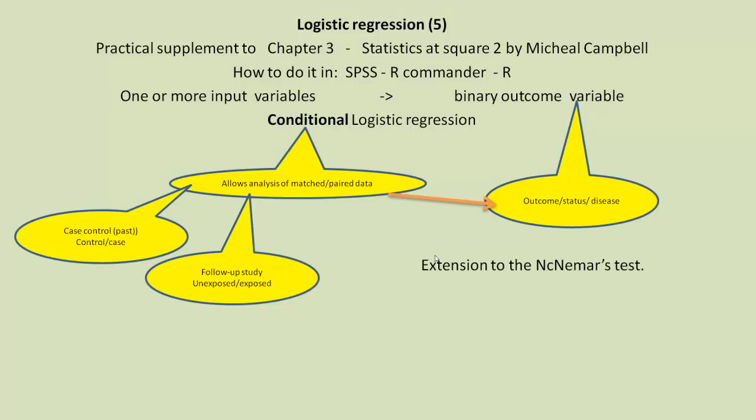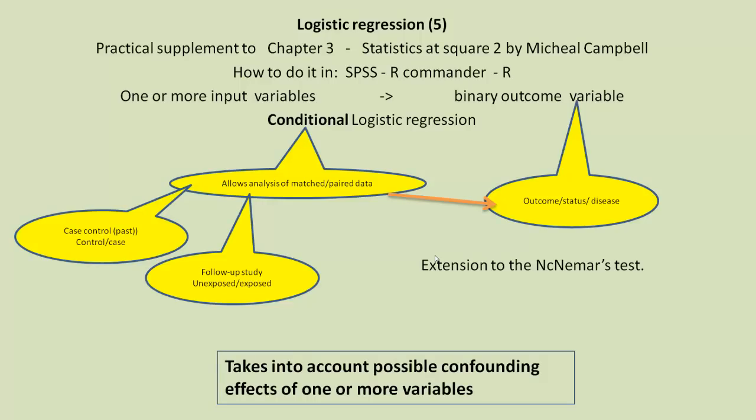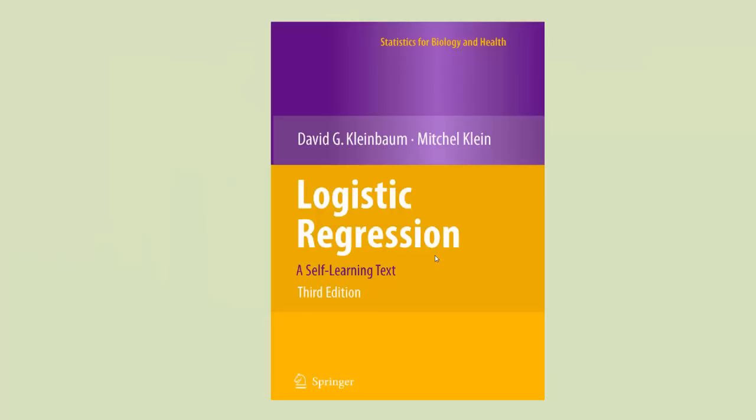And this is basically a logical extension to McNemar's test, which I've talked about before, and it takes into account, as I say, possible confounding effects of one or more variables upon this matched or paired outcome variable. Campbell's little book doesn't really describe much about this type of regression, and actually there isn't much about it anywhere if you look. One excellent source is this, Kleinbaum and Klein, Logistic Regression, a self-learning text, and its third edition's just come out, I think.